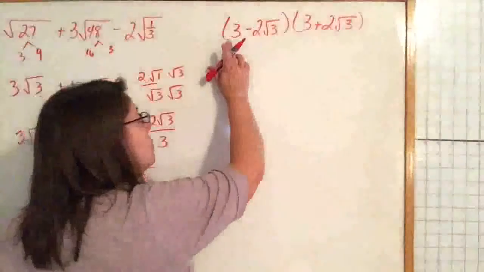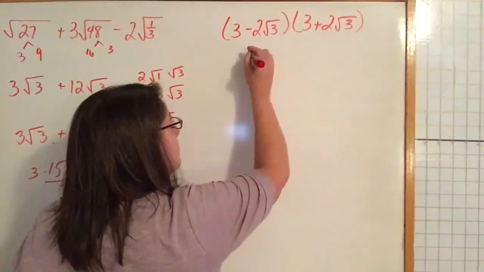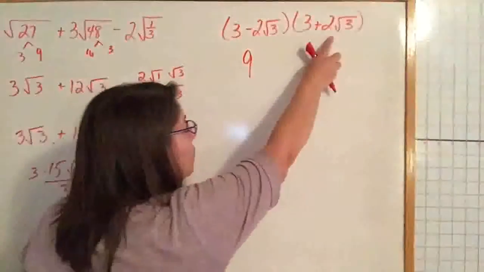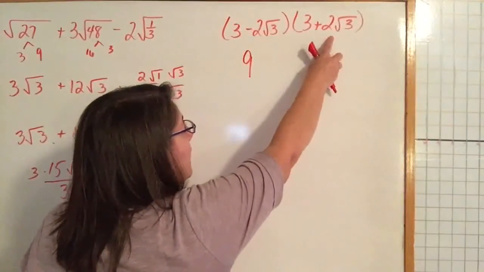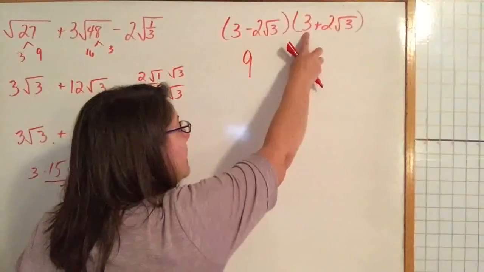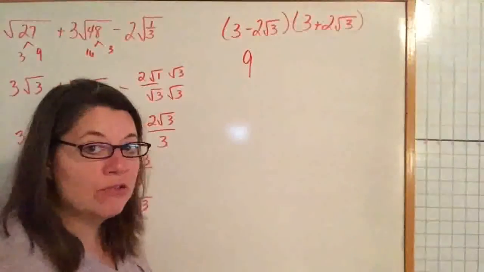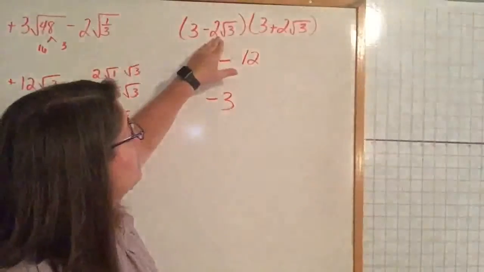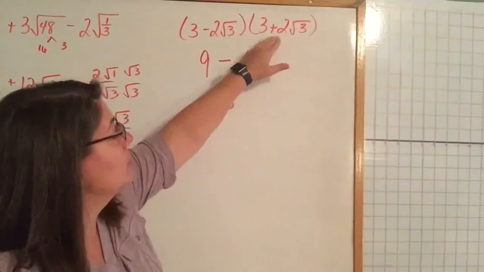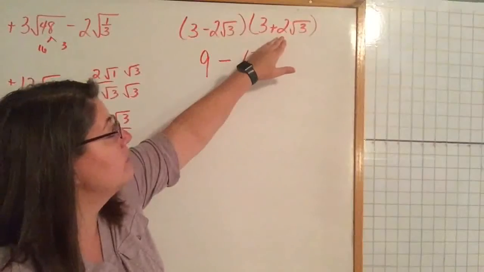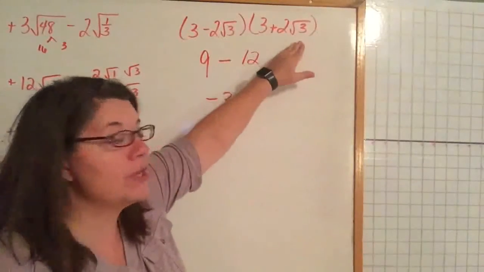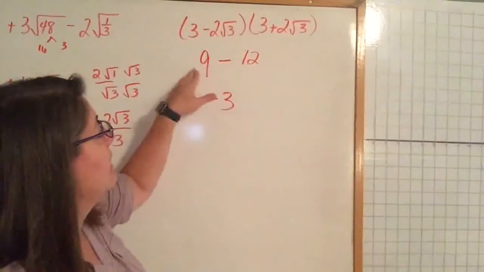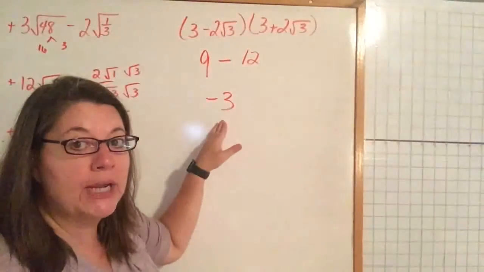Really all you have to do is do 3 times 3 is 9, and then understand that if I were to multiply 3 times 2 square root of 3, that would be 6 square root of 3, and negative 2 square root of 3 times 3 is negative 6 square root of 3. That cancels out. And then the last term is negative 2 square root of 3 times 2 square root of 3. Negative 2 times 2 is negative 4. Square root of 3 times square root of 3 is 3. So negative 4 times 3 is negative 12. And then you have 9 minus 12, which is negative 3.